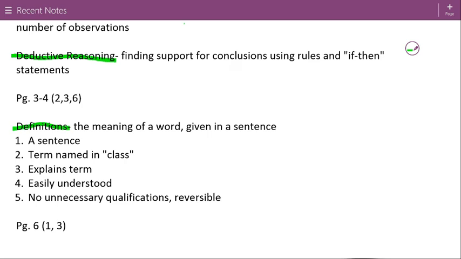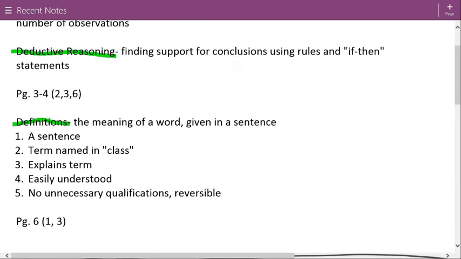specified way. And also, a definition should not have unnecessary qualifications. We shouldn't have, well, this is a term if it does this, and if it does this, and if it does this, and if it does this, if those aren't needed. We should make them as simple and concise as possible. And therefore, they should also be reversible. Just as I can say a definition gives us the meaning of a word in a sentence, I can also say a sentence that gives us the meaning of a word is a definition.